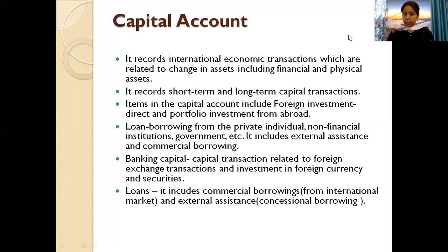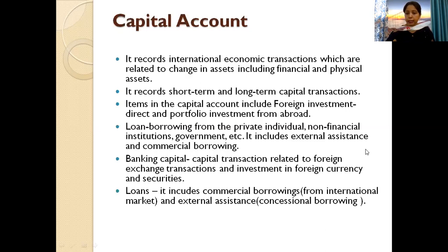So the difference is clear. Both are from the international market, but commercial borrowing means the rate which is going on the market for borrowings, and external assistance is on concessional rates. Next is the banking capital. Capital transactions related to foreign exchange transactions and investment in foreign currency and securities are known as banking capital. These are very important. Again, I am saying, commercial borrowings from the international market and external assistance, concessional borrowings. Is it clear to all of you?